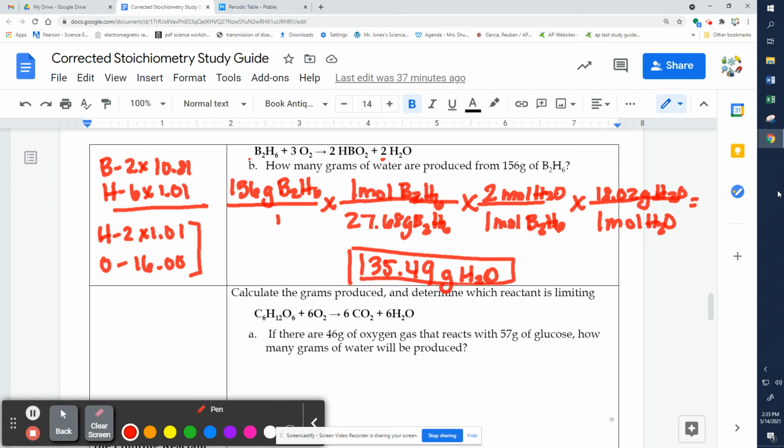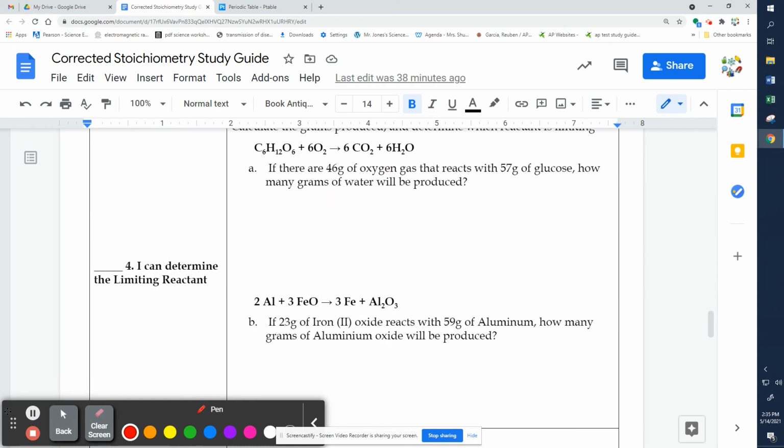All right. For our next question, we have two limiting reactant problems. So we're going to do all of that twice. For our first one, I have 46 grams of oxygen, and the other one is 57 grams of glucose. And glucose is the C6H12O6.